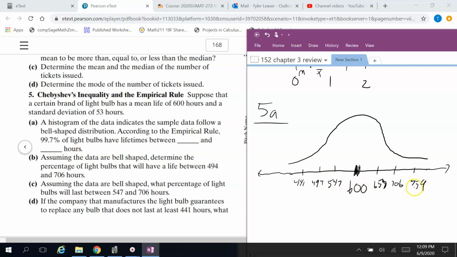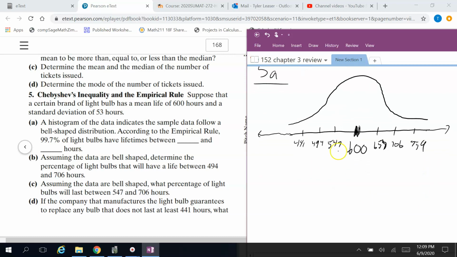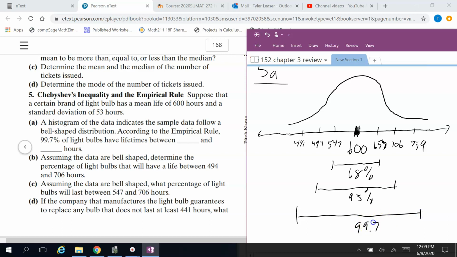But the reason I like doing this is it kind of maps it all out for me, and it helps me see the distributions a little bit better. So remember from the empirical rule that in between the first standard deviations is 68%, in between the second standard deviations is 95%, and in between the third standard deviations is 99.7%. So for part A, where it's asking what is 99.7% of the distribution, that's going to be in between the 441 and the 759, the third standard deviation to the left and the third standard deviation to the right.